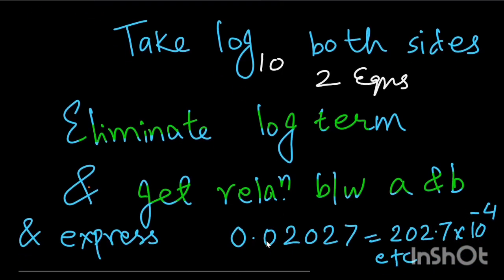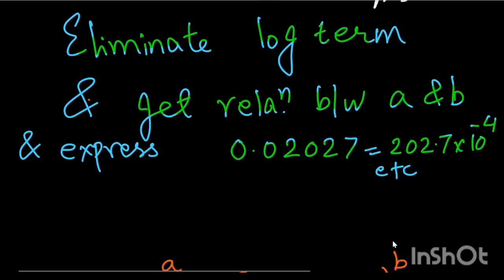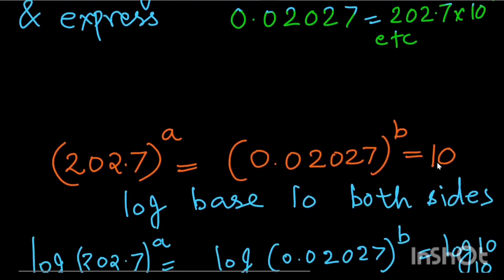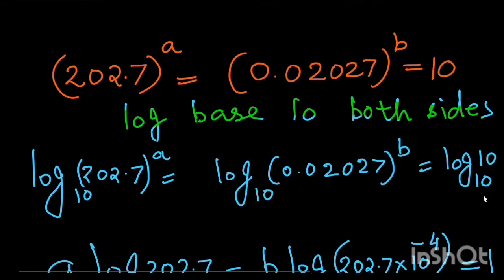And we can also express this in terms of one more term, since two different terms are given, which is 202.7 into 10 to the power minus 4. So that way we can solve this, guys. So guys, this is the given question. Taking log base 10 on both sides, okay, so we have taken log base 10 on both sides of this equation.